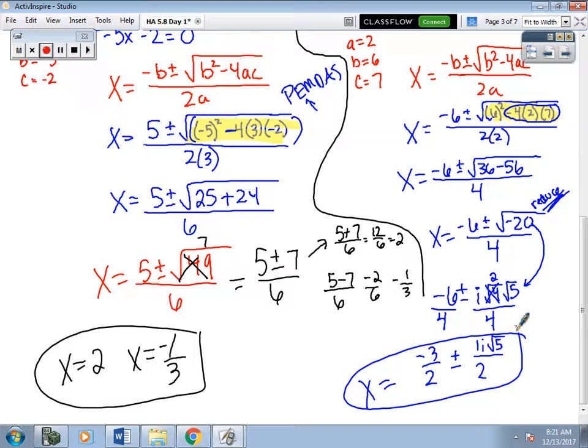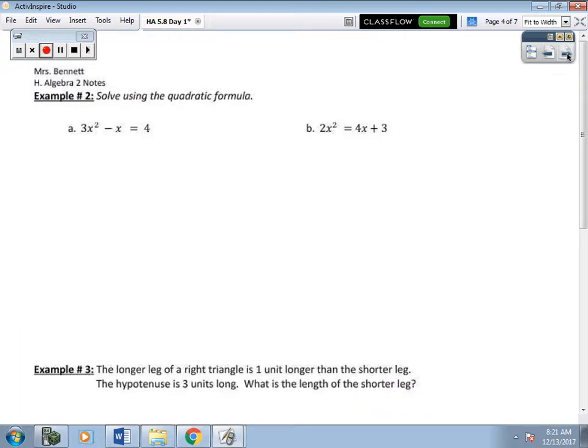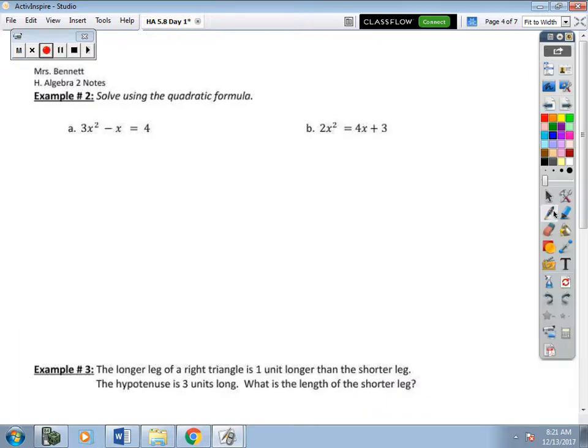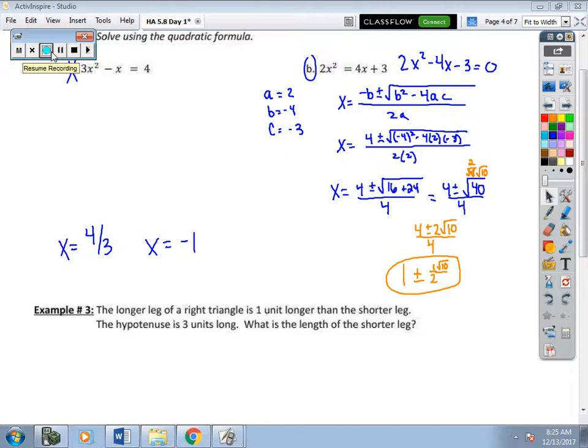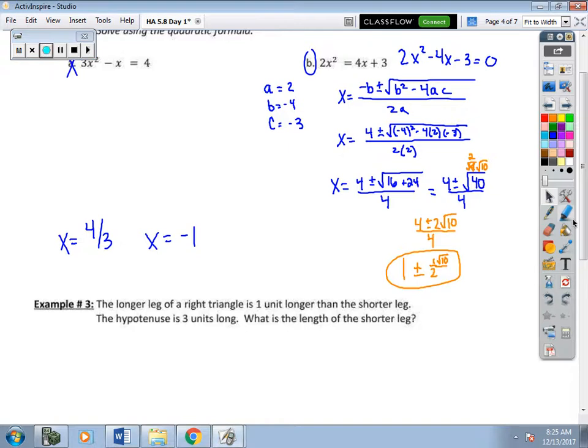All right, I'd like you guys to try 2b on the back. We'll skip over A. I'll tell you what the answers are in case you want more practice. And then we will do C because it's a word problem that we'll want to practice. And it kind of creates a little geometry.